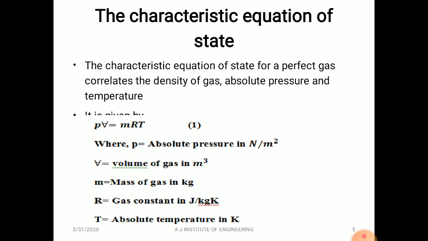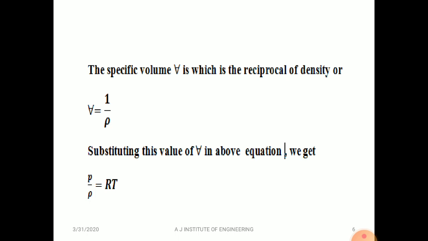Now we can simplify this equation 1 as P equal to M by V into RT, and M by V is taken as density, that is rho. Upon simplification we are going to get P equal to rho RT. Now, what is specific volume? Let us define the specific volume. Specific volume is defined as reciprocal of density, or it is given by v equal to 1 by rho. So, unit of density is kg per meter cube, and unit of specific volume is exactly the reciprocal, that is meter cube per kg. Substituting this value of rho in equation 1, we are going to get P by rho equal to RT, where R is gas constant.